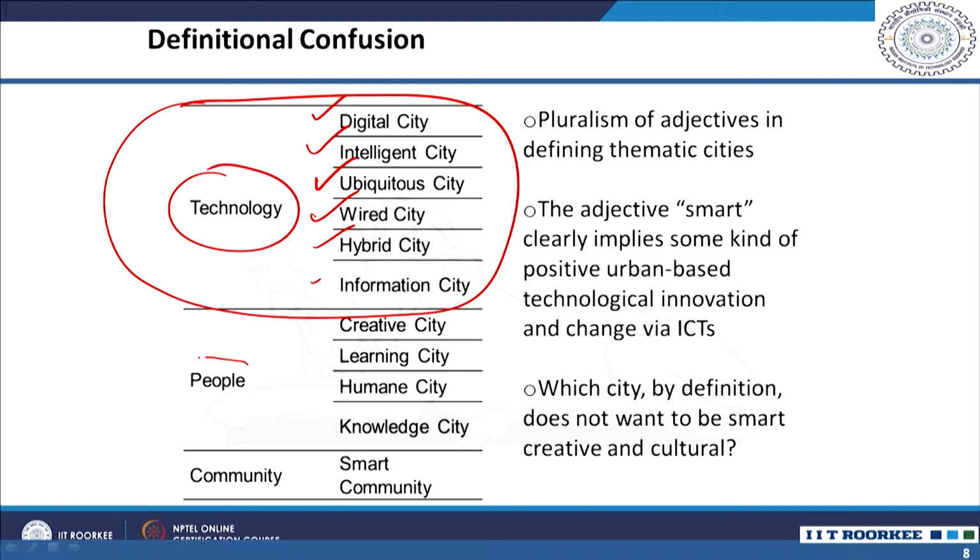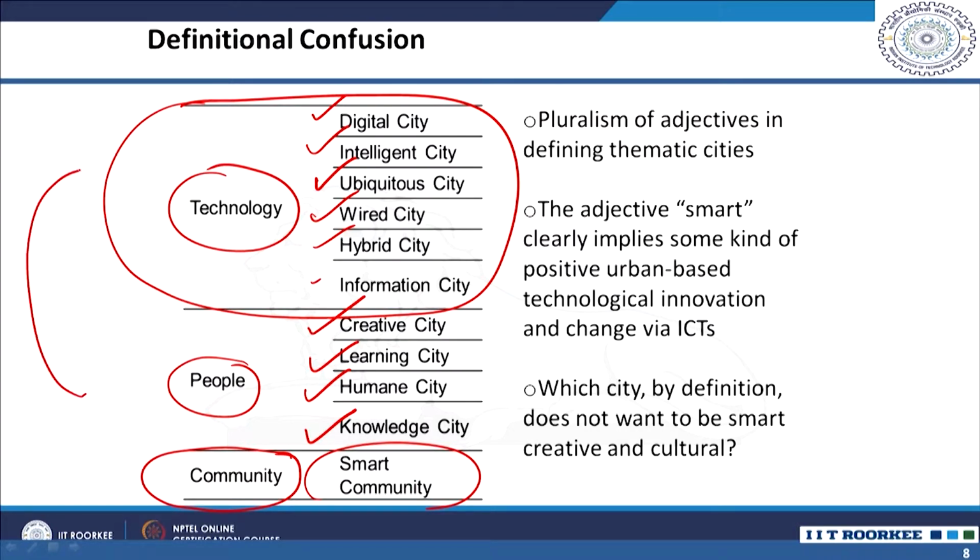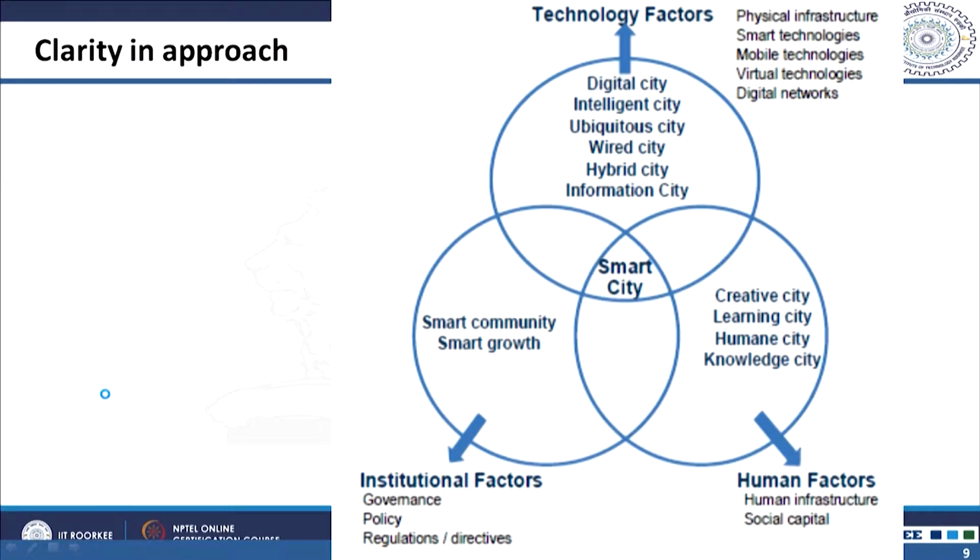Whereas, if we see people as a driving force of the city, we have seen terms like creative city, learning city, human city, knowledge city. If we say community as a driving force, then smart community. Now, the challenge for our case of smart cities is how to create a connection between technology and people and community. If we can make a connection between people and technology, that is the desired objective of a smart city. And therefore, in smart city there are basic 3 factors.